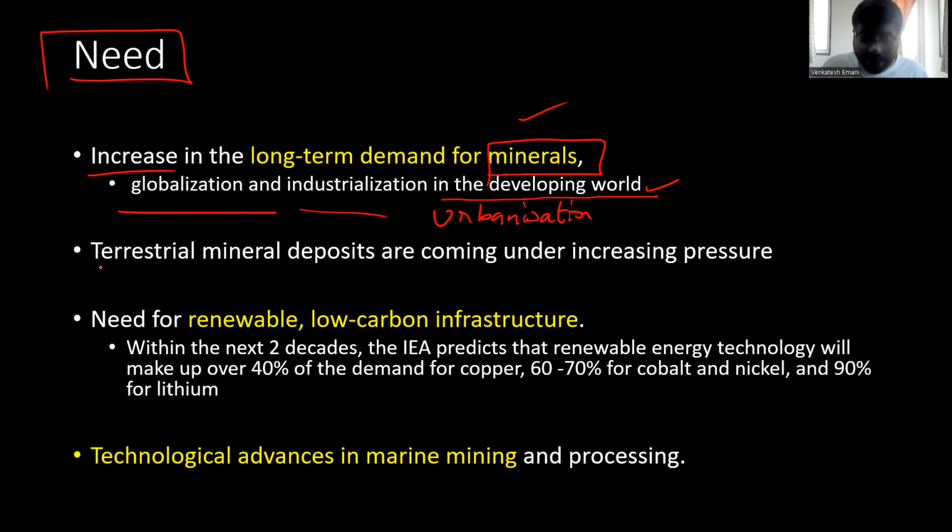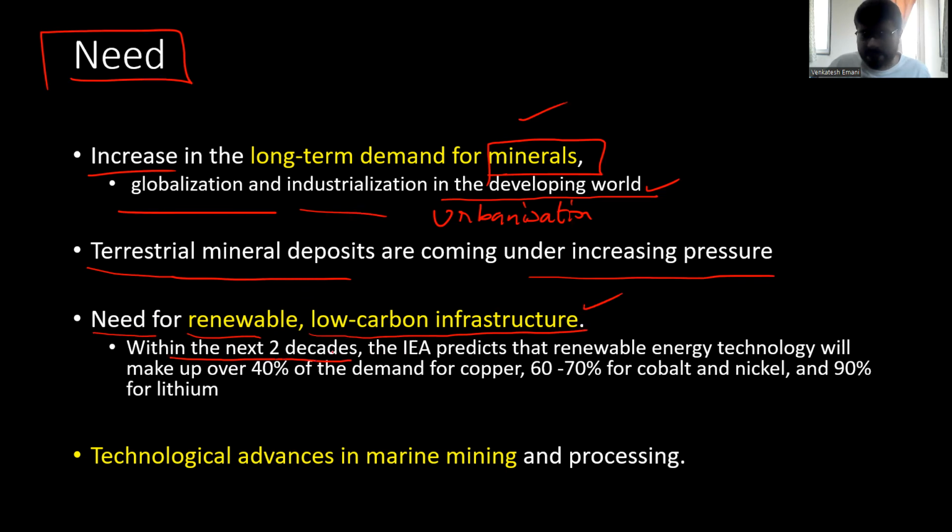Not just that, the existing terrestrial land-based minerals are coming under increasing pressure. They are exhausting. If you see lithium and cobalt in South America and Africa, especially the Chile-Argentina triangle, all of this is coming under increasing pressure because of the increasing demand. Not just that, the kind of minerals you get from the deep seabed are renewable and very important for low carbon infrastructure. Now you can see why it is important. Look at the statement.